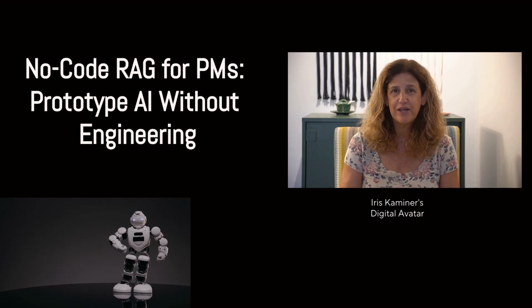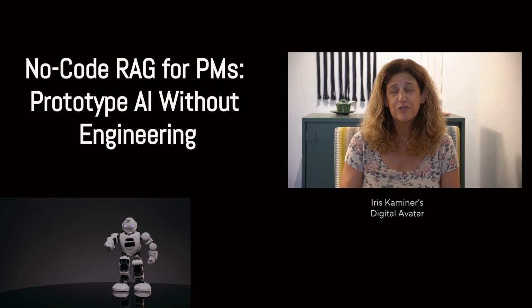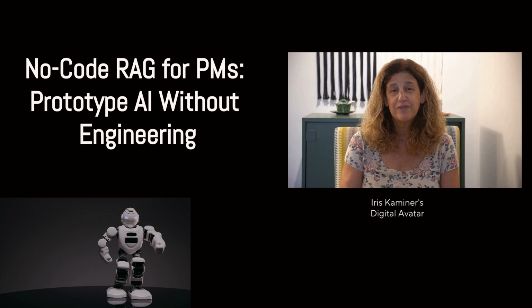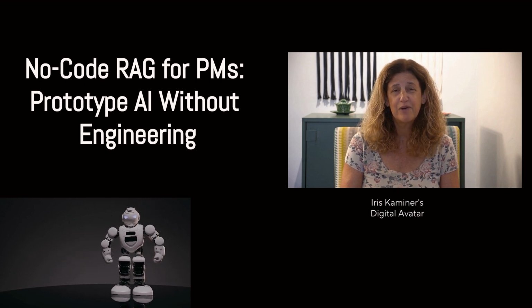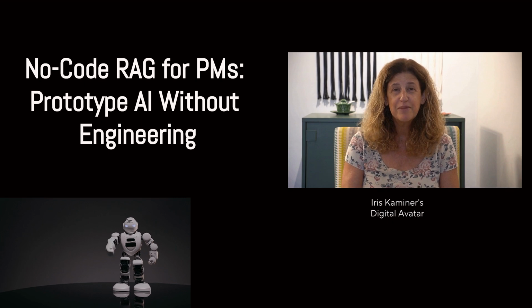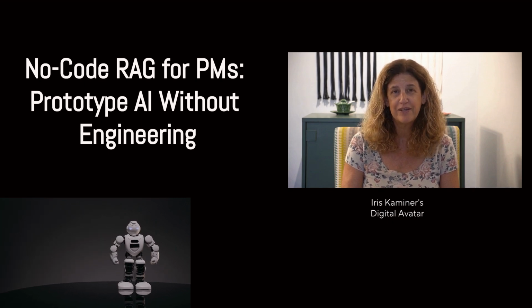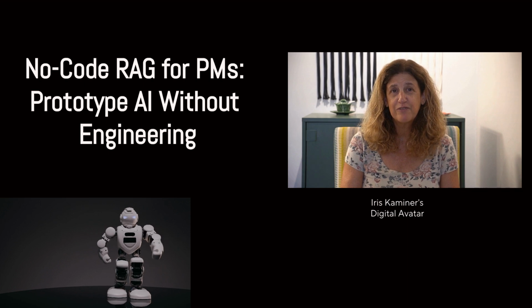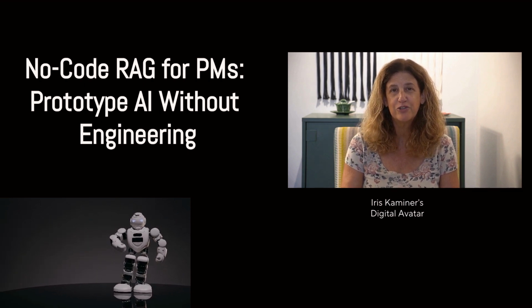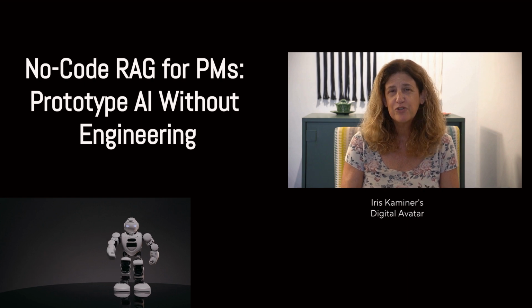AI is everywhere. But for product managers, the real advantage isn't just using public LLMs. It's knowing when those models aren't enough. Public LLMs are powerful, but they're trained on static data. Their answers can be outdated or even incorrect. RAG fixes that by pulling answers directly from your trusted sources. And the best part? Product managers don't need engineering support to try it.